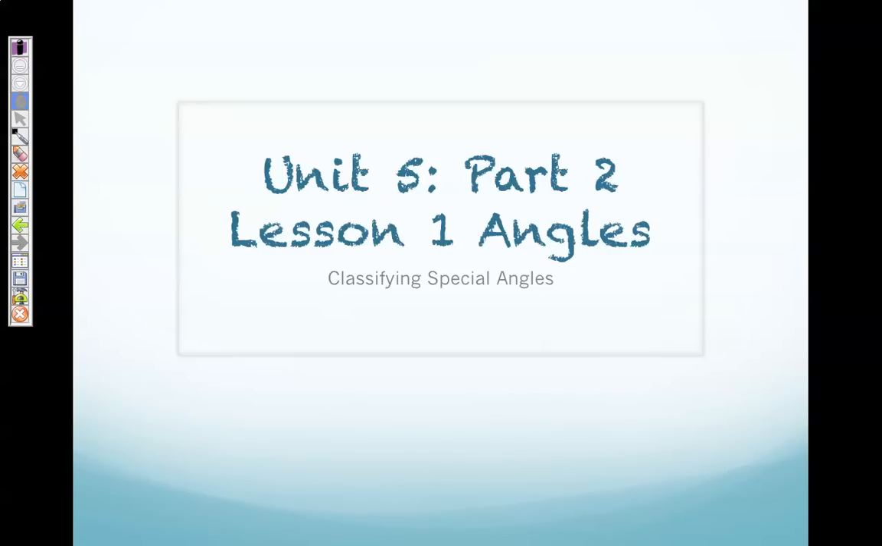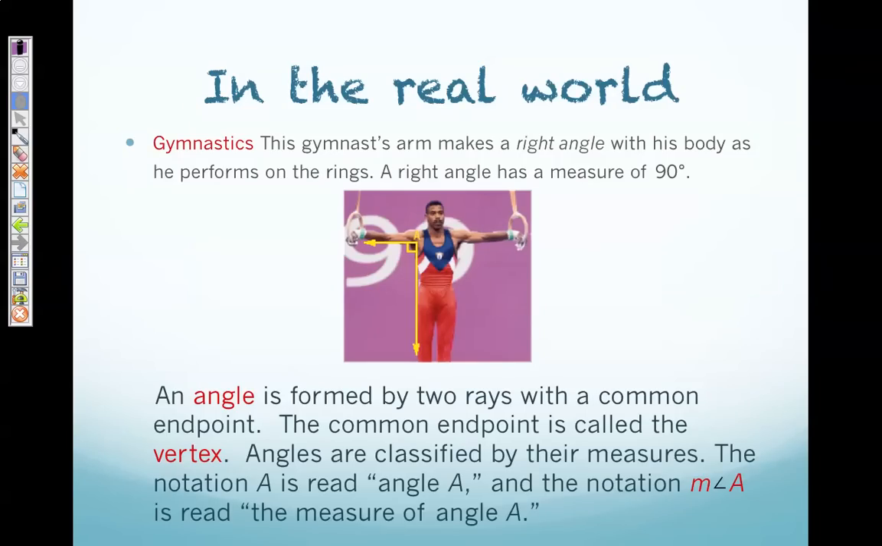Today we're going to be talking about angles and classifying special types of angles. Before we start, please find your guided notes. Make sure you are filling in all the vocabulary words. There are several vocabulary words throughout this lesson that are very important, and they will be extremely important throughout the unit. So please make sure you have your guided notes ready to go.